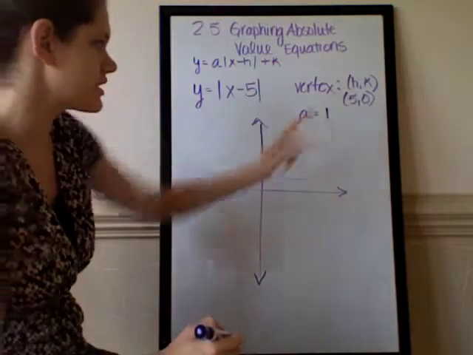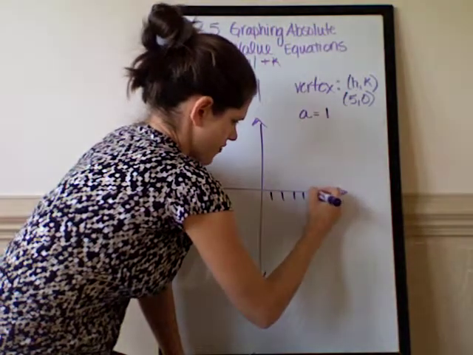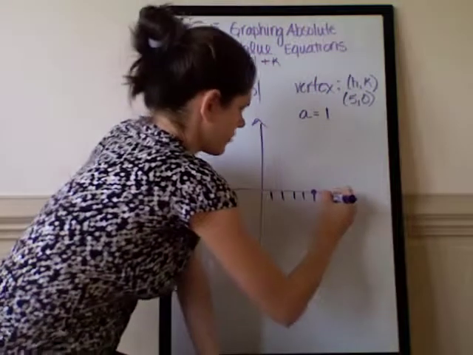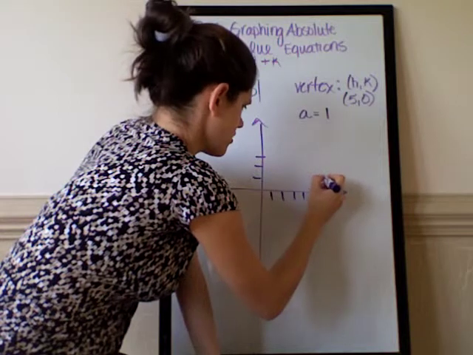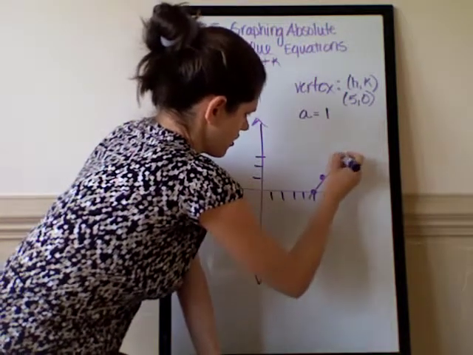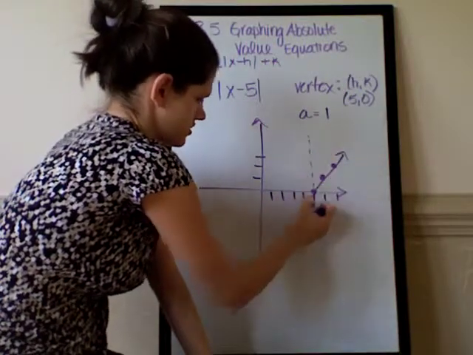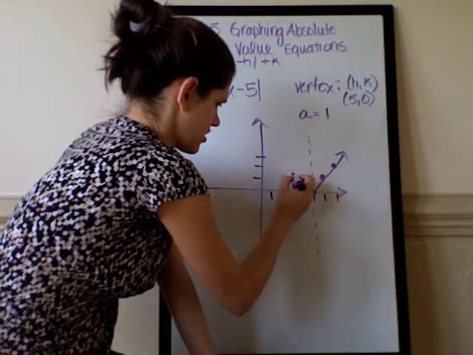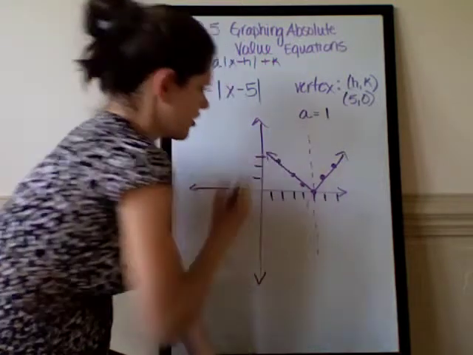So I need to plot this first. 2, 3, 4, 5, 0. Okay, and then up 1 over 1 from that point. So, up 1 over 1, up 1 over 1. Remember that I need to do the same thing. Here's my line of symmetry. I'm going to do the same thing to this side. Okay?